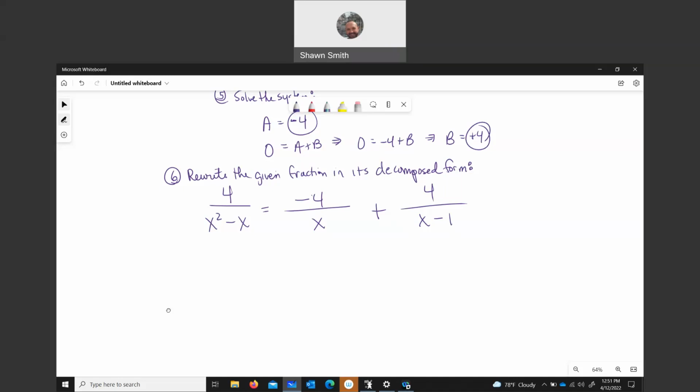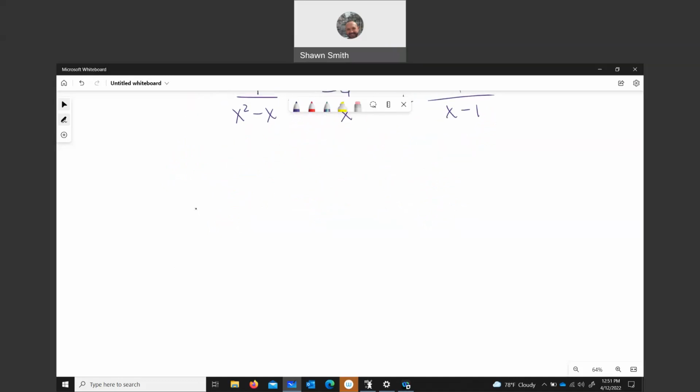Case 2. So we'll go through all 4 cases, and then we'll do a few different examples and just see how you don't necessarily need to memorize the scenarios. Okay, you can just see the picture and you're like, oh, okay, I need to do this. So case 2 is where Q has repeated linear factors.